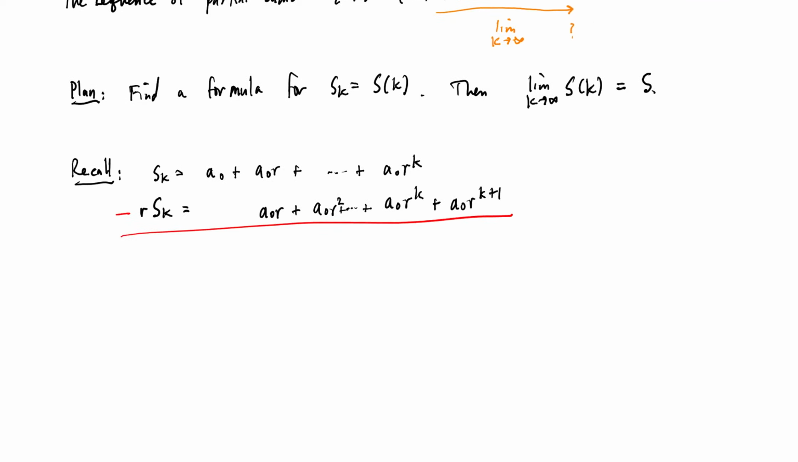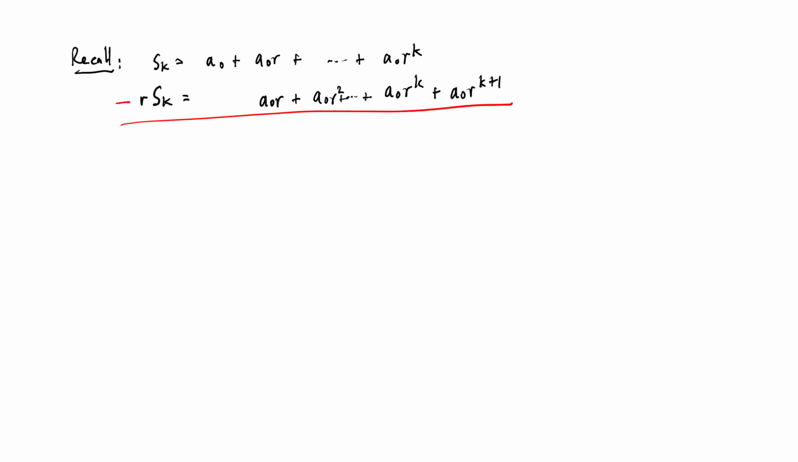On the left-hand side, look what we have. On the left-hand side we have s sub k, so we have s sub k minus r times s sub k. On the right-hand side, when we look at this, we see we have a naught. So a naught is there. And then we have a bunch of stuff that's going to cancel. We're subtracting away the bottom from the top. And so at this point, the only other term that's left on the bottom is minus a naught r to the power k plus 1.